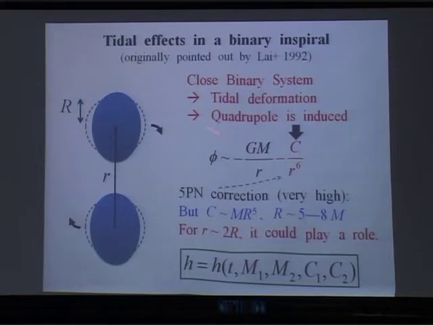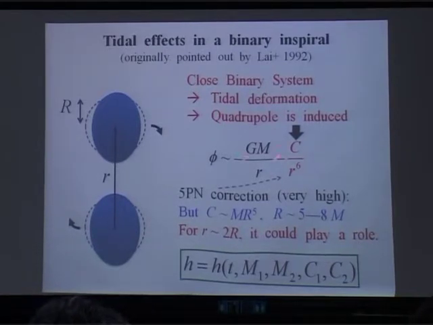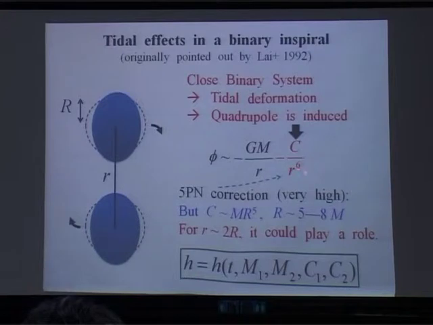By this deformation, a quadrupole is induced. As a result, an additional potential appears like this. This is related to the tidal deformation and the quadrupole potential. Anyway, this brings the system an additional attractive force. This is negligible because it has a 1/R^6 dependence. So this means that for a distant orbit, this is negligible. But in a close orbit, it cannot be neglected.